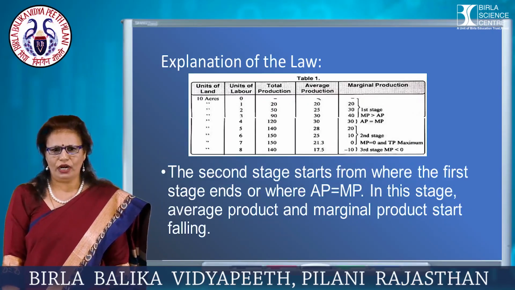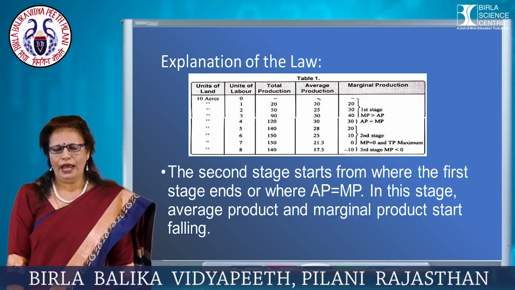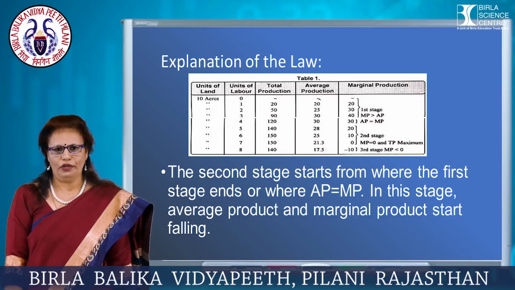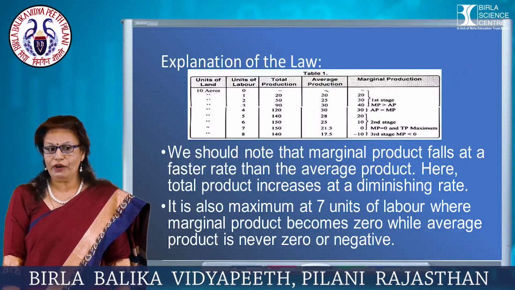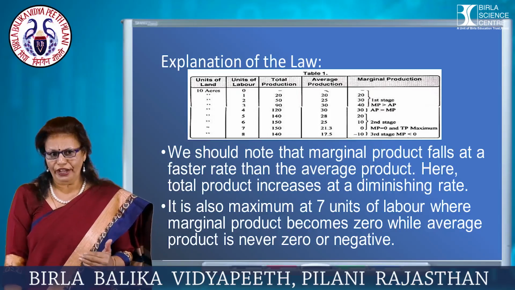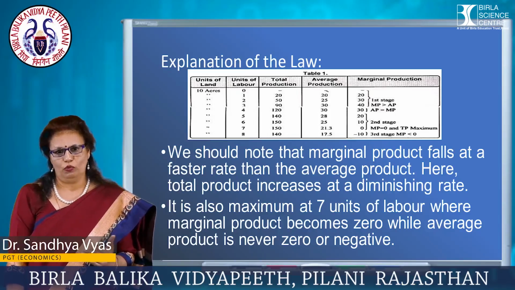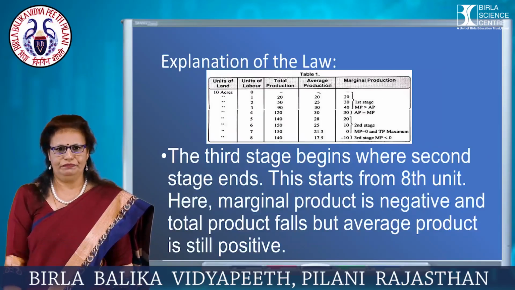The second stage starts when the first stage ends or where AP is equal to MP. In this stage, average product and marginal product start falling. We should note that marginal product falls at a faster rate than the average product. Here, total product increases at a diminishing rate. It is also maximum at 7 units of labor, as you can see in the schedule, where marginal product becomes 0 while average product is never 0 or negative.